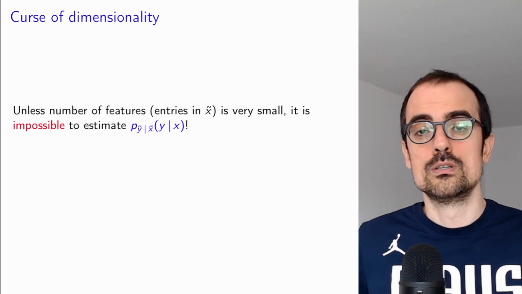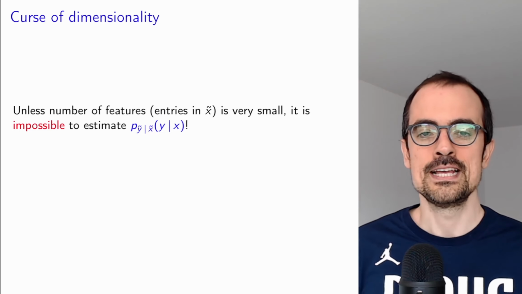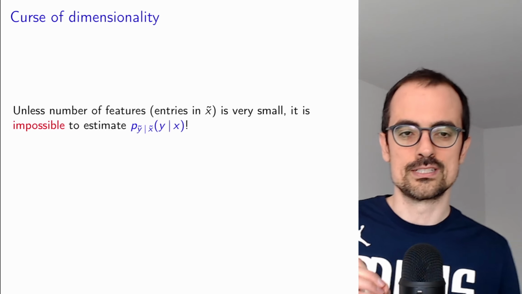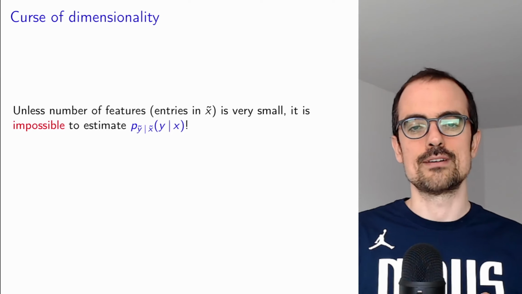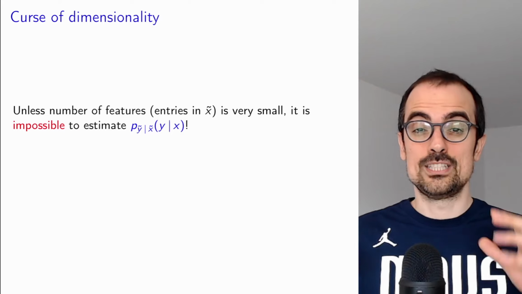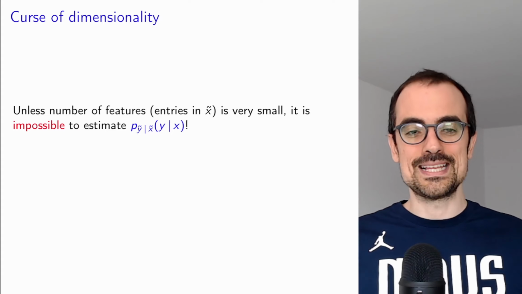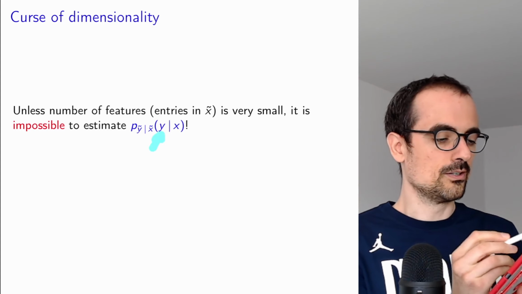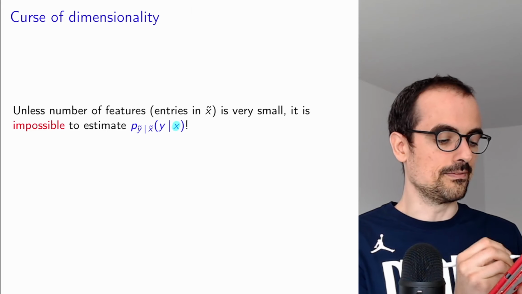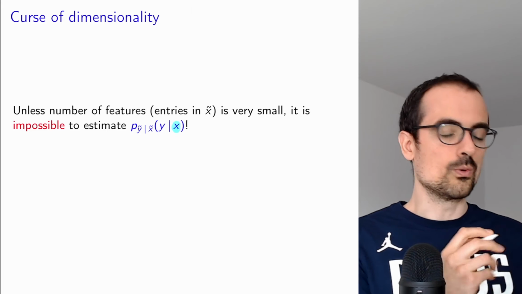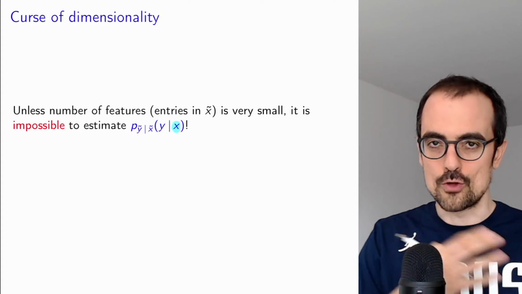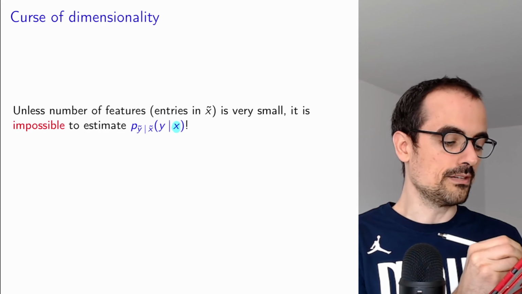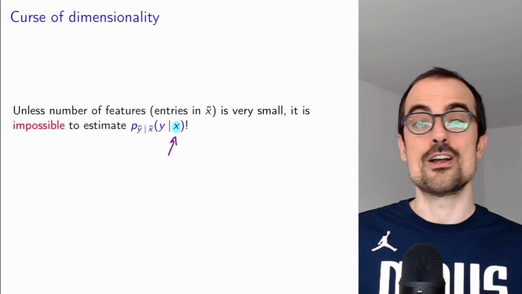So we have a whole video on the curse of dimensionality, but let me remind you what the problem is. The problem is that unless the number of features, which are the entries in this random vector x, is very small, it is going to be absolutely impossible to estimate every possible conditional distribution of the labels given the features. In other words, we are not going to be able to compute all the possible conditional PMFs because the conditional PMFs are going to be different for different values of x, and there are just too many.